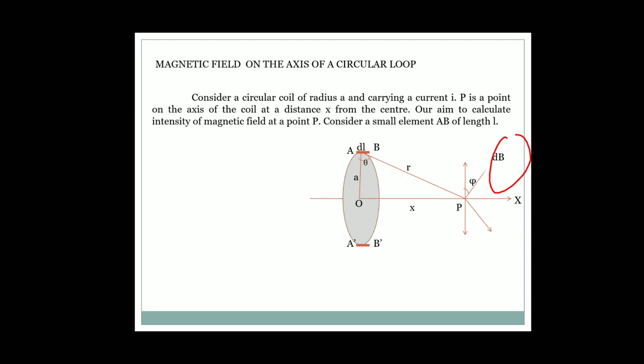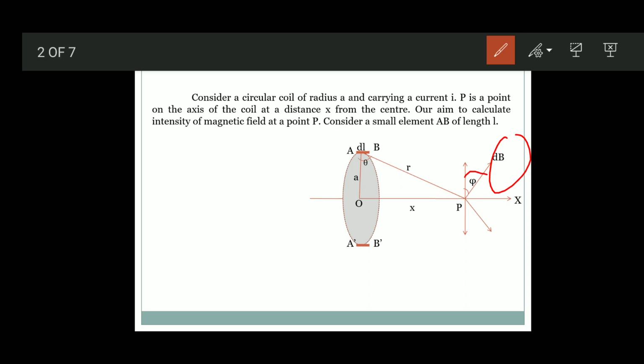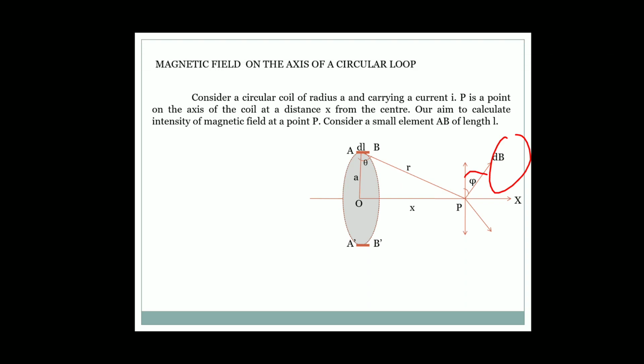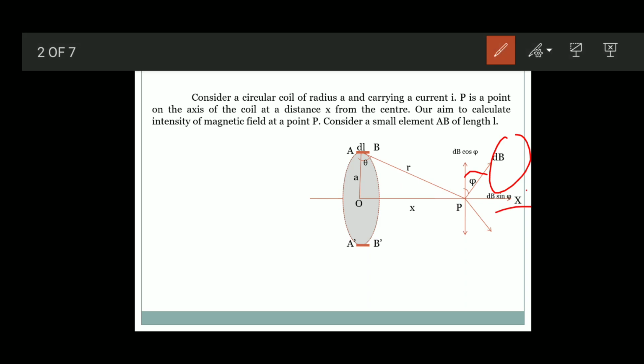Due to this element dl, the intensity of magnetic field dB makes an angle phi with the normal to the x-axis. And dB is a vector, we know, so dB can be resolved into two components. One is dB cos phi, normal to the x-axis, and the second component is dB sin phi along the x-axis.